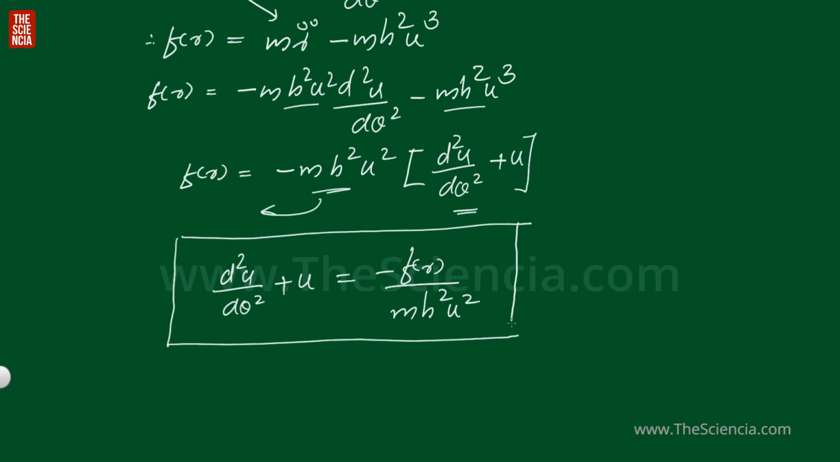This is the differential equation for motion under central force. Actually, you don't want to remember all the derivation, you just remember the final equation. Here h is equal to L by m and u is equal to 1 by r. This is very important. Okay.